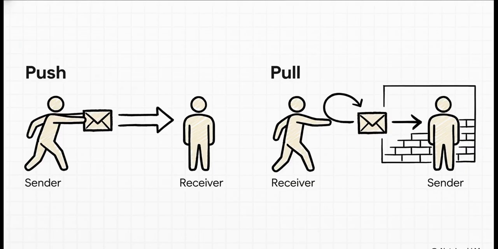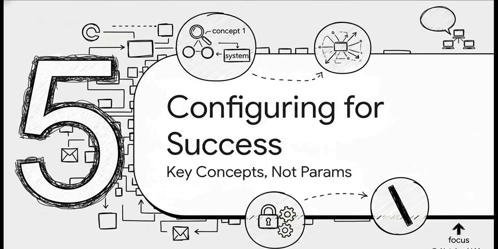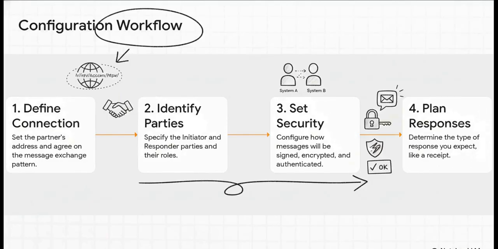I know those configuration screens in SAP can look super intimidating with what feels like a million different parameters, but you can totally master them by just focusing on a few high-level concepts instead. Just think of configuration as these 4 logical steps. First, you define the where. That's the partner's URL. Second, the who, identifying your system and their system. Third, the how secure, setting up all the digital signatures and encryption. And finally, the what's next, figuring out what kind of confirmation you need to get back.